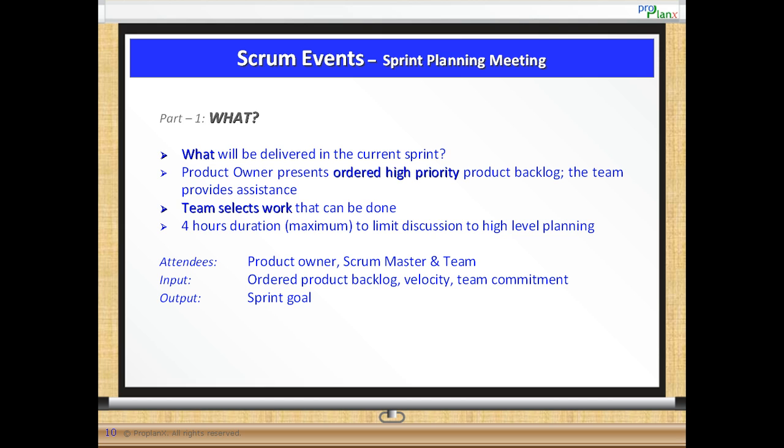Next, let us understand what is required for these meetings. The attendees to the sprint planning meeting include the product owner, Scrum Master, and the development team. What inputs are required for this meeting? An ordered product backlog, understanding of the team's velocity, and the team commitment for the sprint. The output of the first part of the meeting is the sprint goal.